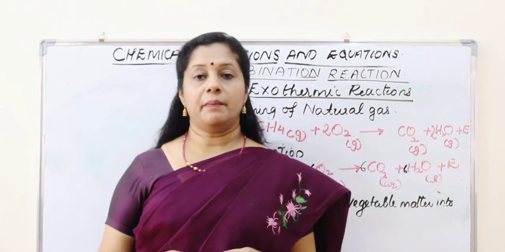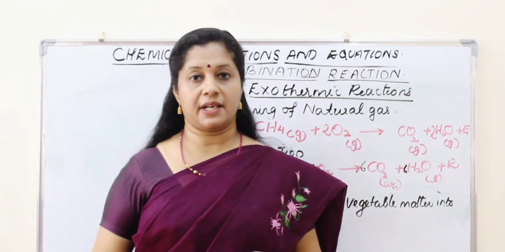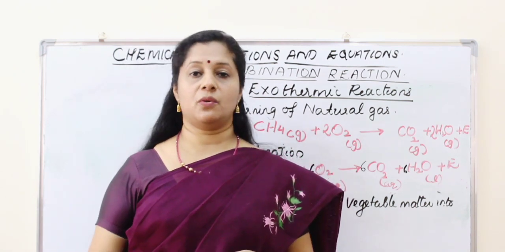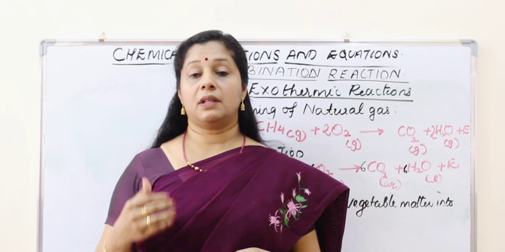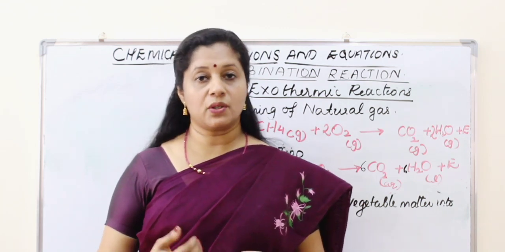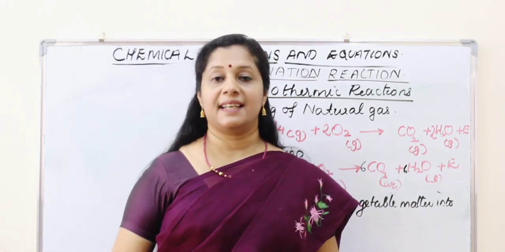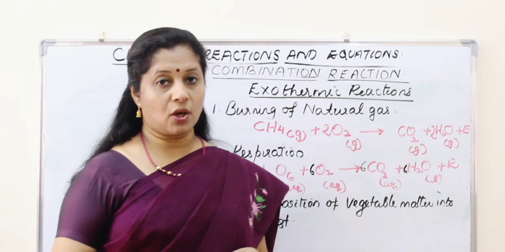Today we learned combination reactions, what they are, and examples of combination reactions, and we dealt with some additional examples also. Then we saw that the first combination reaction that we studied was exothermic. So we also learned what exothermic reactions are and three different examples of exothermic reactions. Hope you understood all these concepts very well.